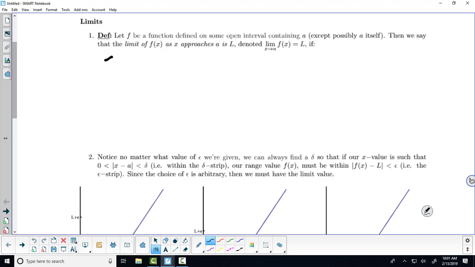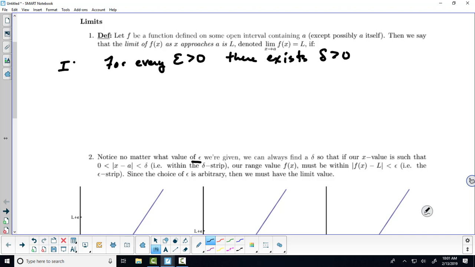Okay? It says, if for every epsilon greater than 0. Folks, that's the Greek letter epsilon. You can see it written in math print down below. If for every epsilon greater than 0, there exists a delta greater than 0. That's that Greek symbol delta. You can see it in math print down below.